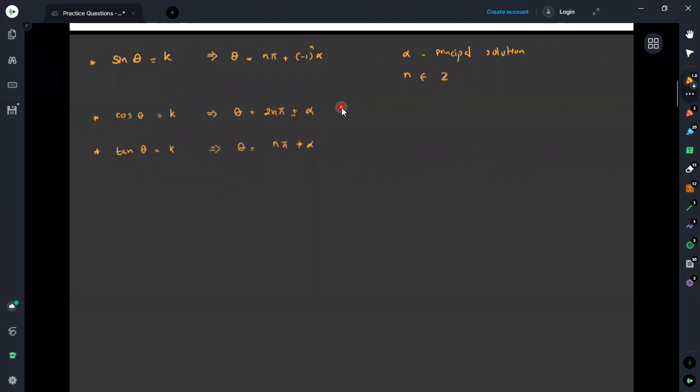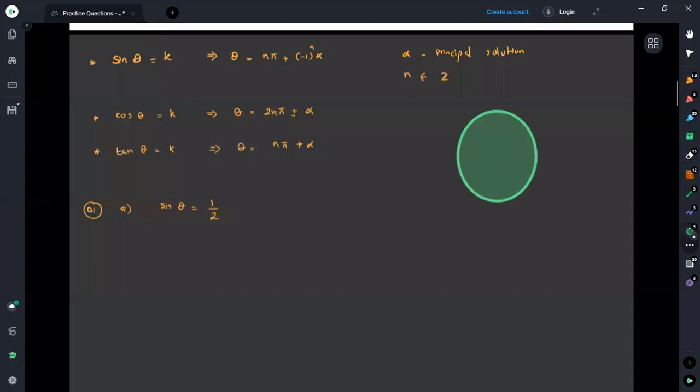If I take the questions one by one, the first question in part A is asking for the value of theta when sine theta equals half. When we are discussing these practice questions, I will try to use the commonly used angles, and I will also use the quadrant rule.